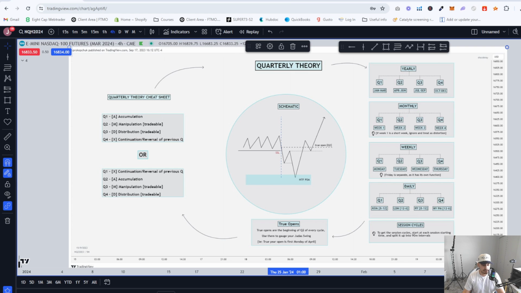So the 90-minute intervals that it says right here: to get the session cycle, start at each session starting time and split it into 90-minute intervals. Now I'll show you guys how I do that for the New York session because I only trade the New York session. Now, quarterly theory, I'm just going to roughly break it down.